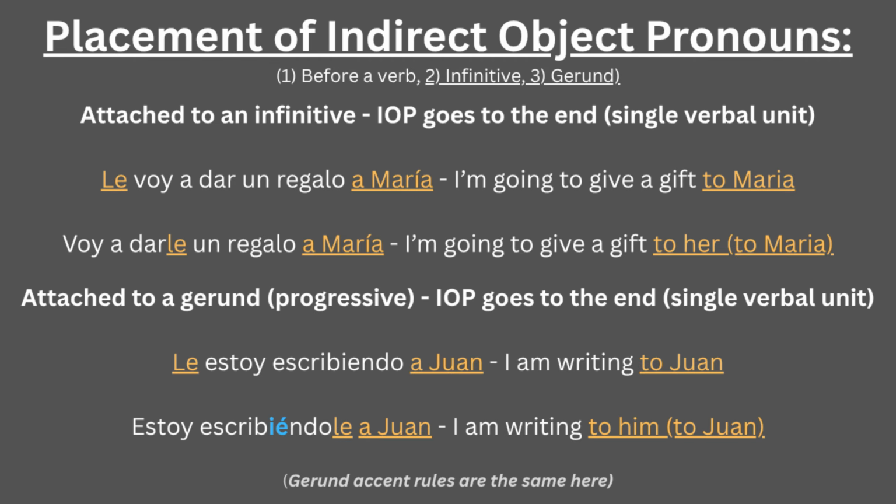To attach an indirect object pronoun to a gerund, we follow the same rules as before, especially in comparison to a basic form. Le estoy escribiendo a Juan. Estoy escribiéndole a Juan.